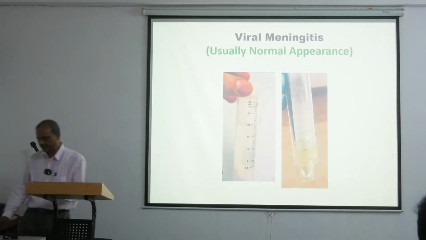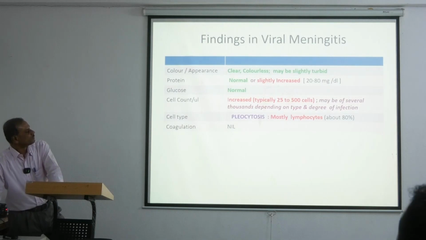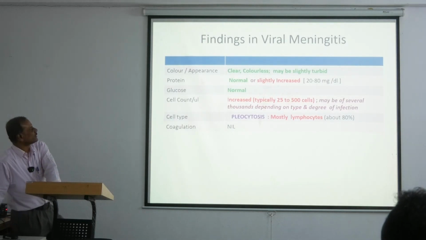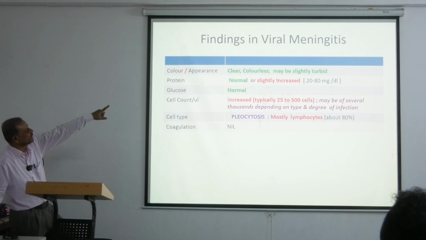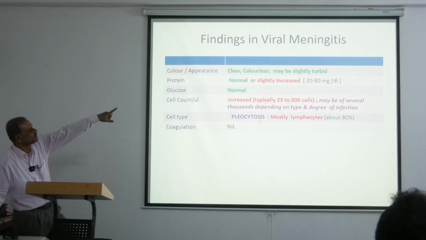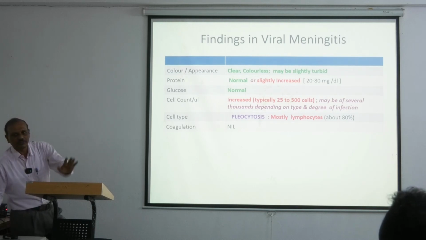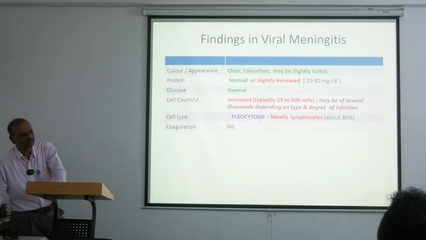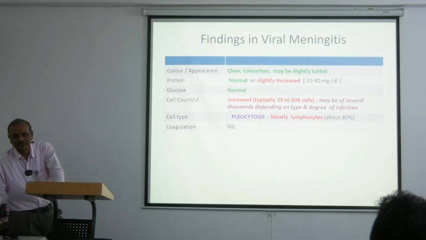This is a real sample. So look at the findings in viral meningitis, look carefully at the color: clear or colorless or maybe slightly turbid. Protein can be normal or slightly increased. Normal protein level is 15 to 45, maybe 40 to 45 milligrams. We have seen 15 to 45 milligrams is the normal lumbar puncture protein level. I repeat, normal lumbar puncture protein level is 15 to 45, maybe 40 milligrams.